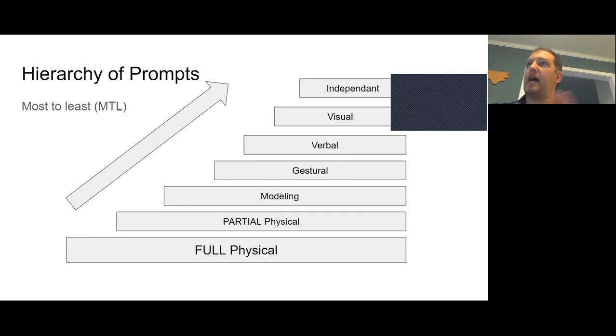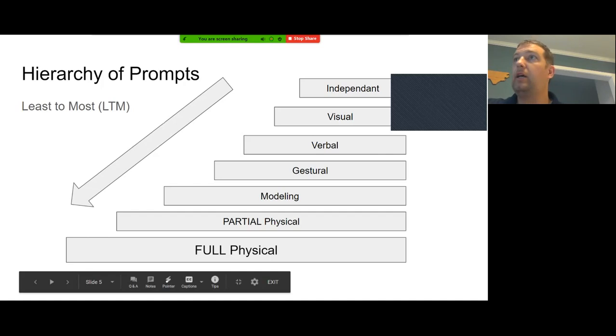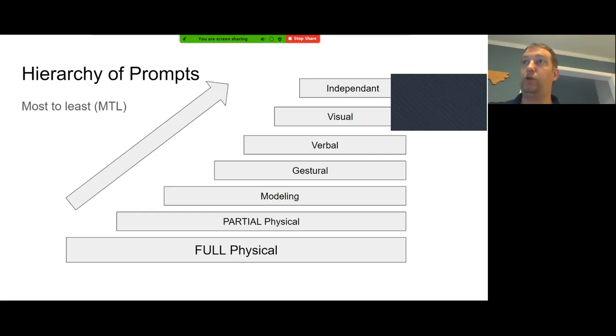Independent is natural stimulus. I'm looking to get a cup of water. Well, the natural stimulus that prompts me into that is I'm thirsty. Maybe I was outside for recess. I come in from recess, I get water. Most to least prompting is what we'll use as our default when we don't know the learner's history.